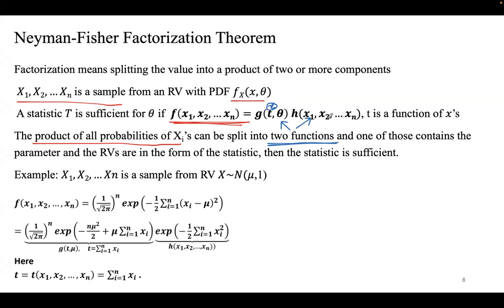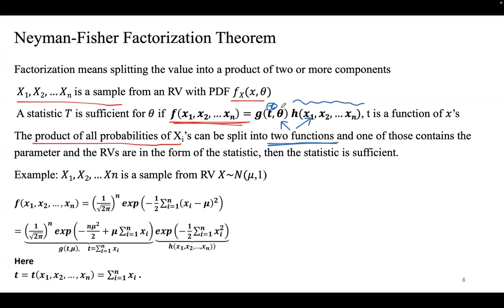The first requirement is that there has to be one function which is independent of the parameter, independent of theta. The other function should have both x and theta, right? So one of those contains the parameter and the random variable. And this t, which is in the form of x, is what is going to estimate theta.